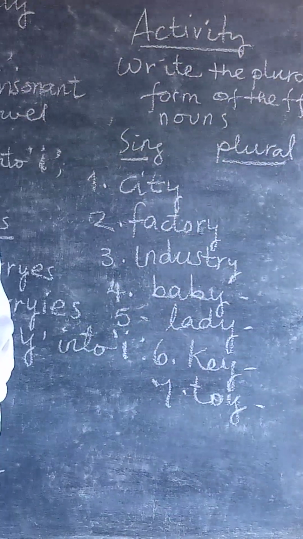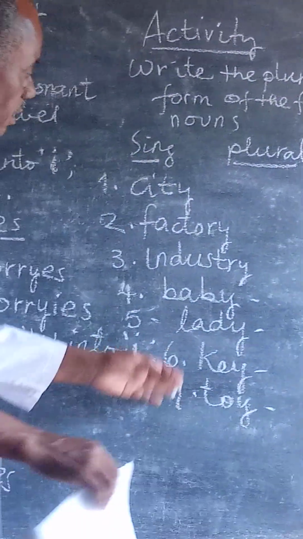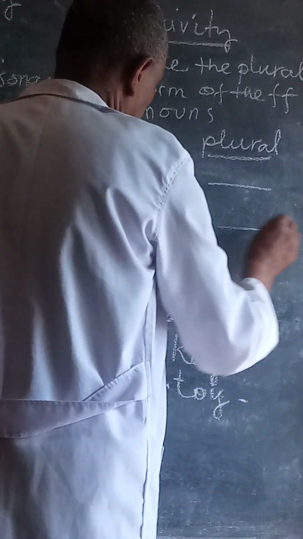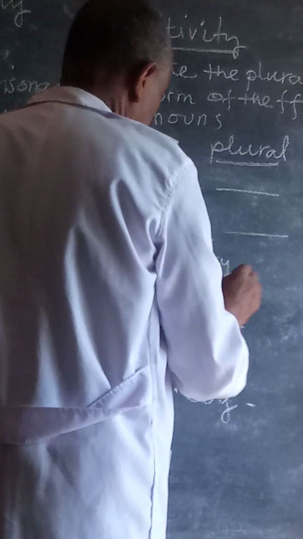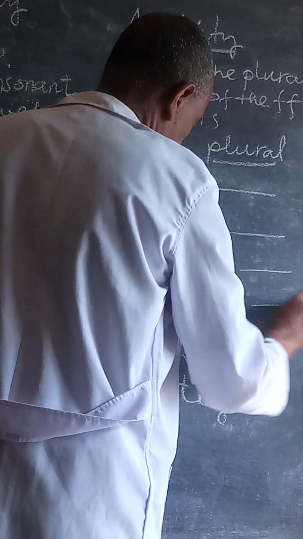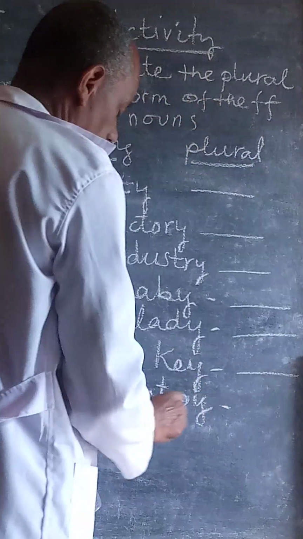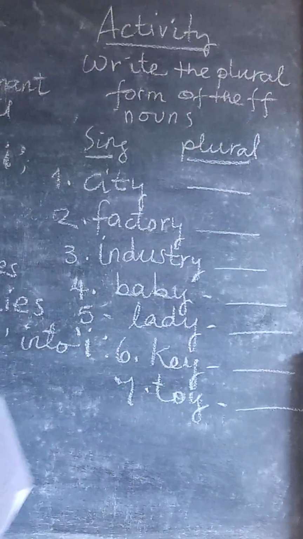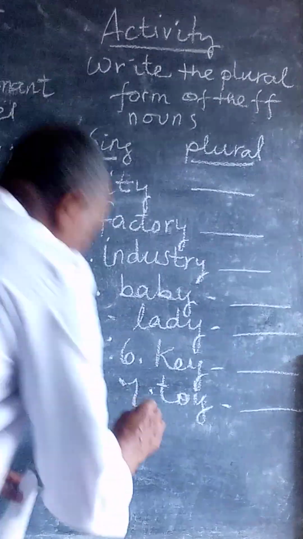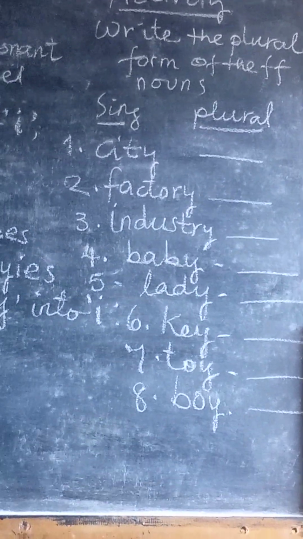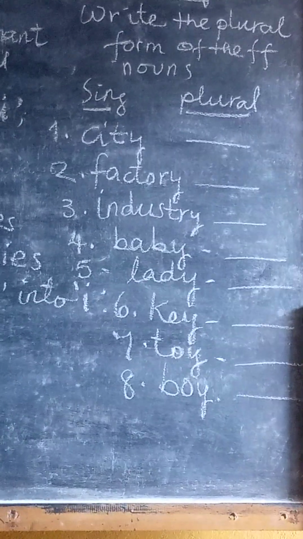These are the words that I want you to write the plural form of. What is the plural form of city? Factory? Industry? Baby? Lady? Key? Toy? Number eight, what is the plural form of boy? Do these as much as possible. Try it. That's all for today.